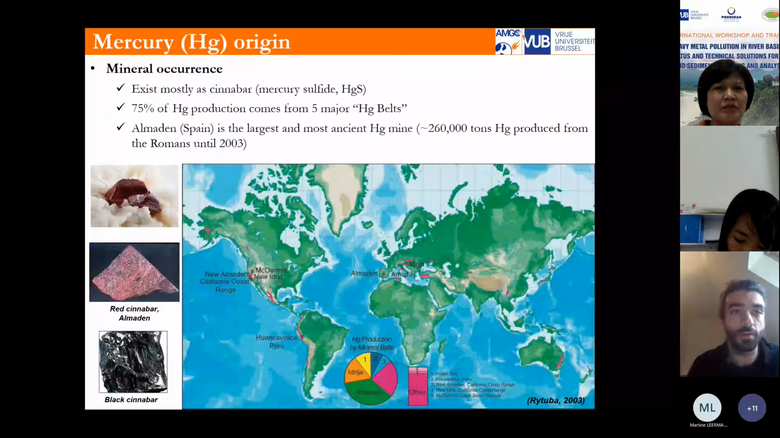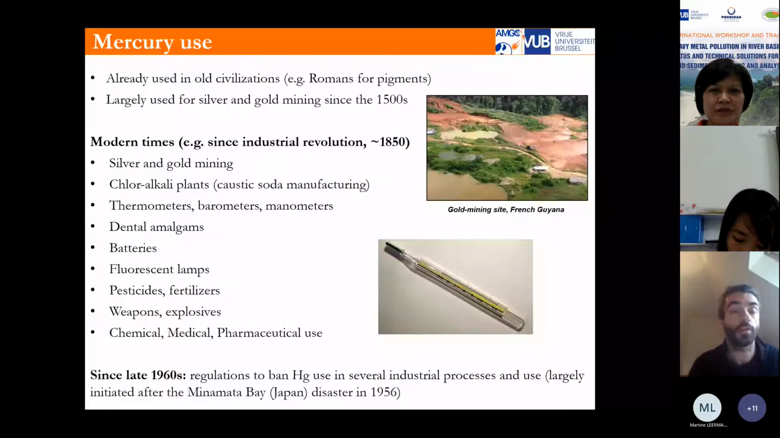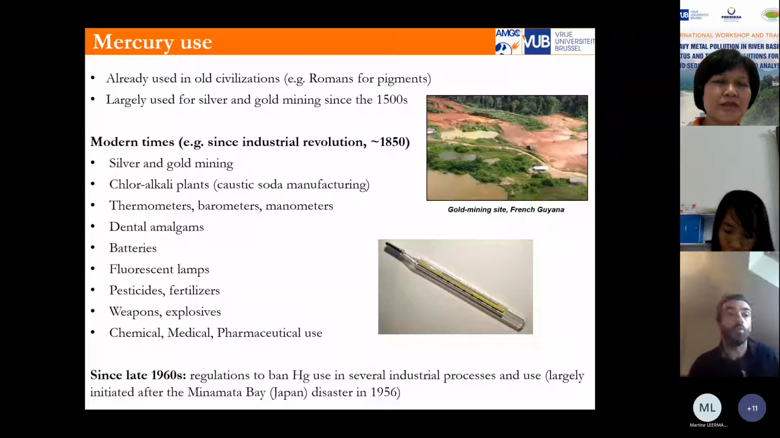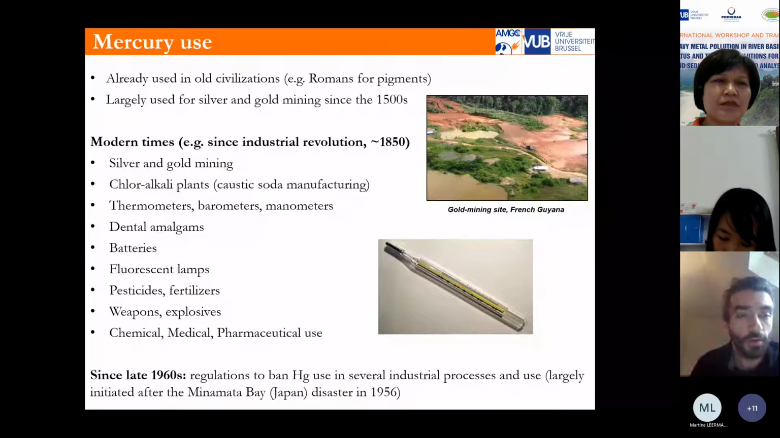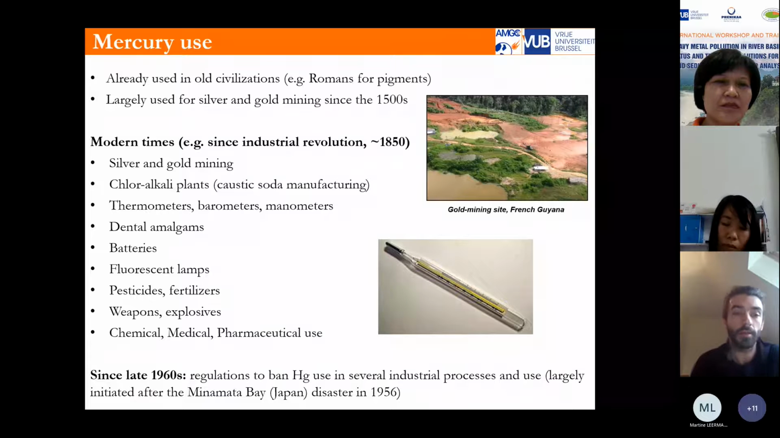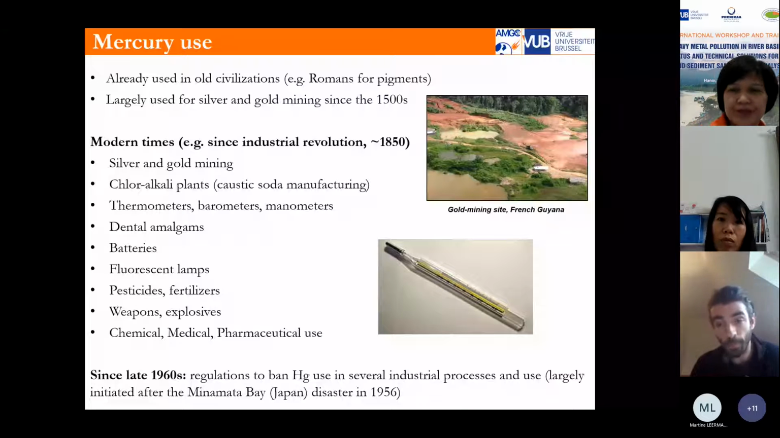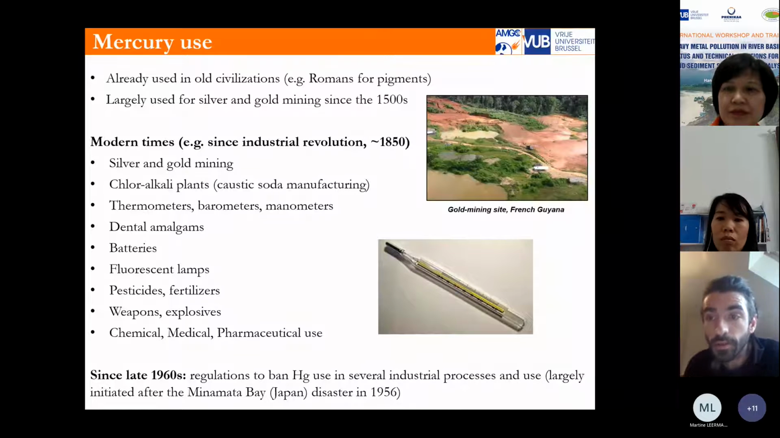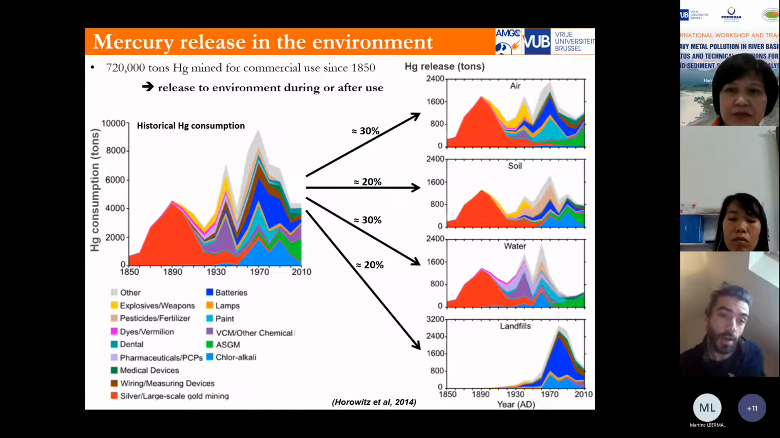So you also know that mercury has been used since antiquity, such as by the Romans, who were using it for vermilion pigment, and it's been largely used also for silver and gold mining. And in more modern times, it's been used for a lot of commercial products. Eventually, countries started to regulate its use after the Minamata disease in Japan, that you probably know also, and they have banned its use for several things.